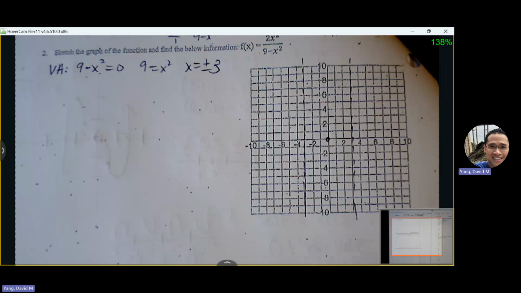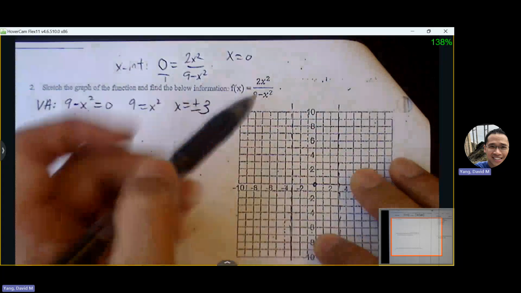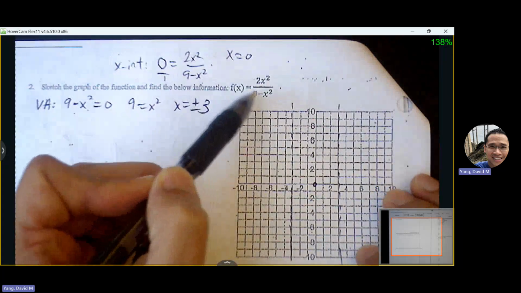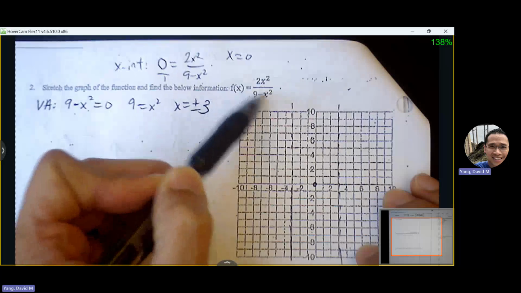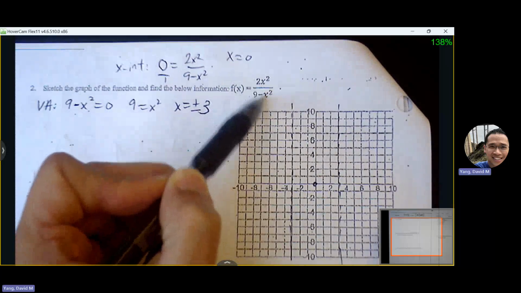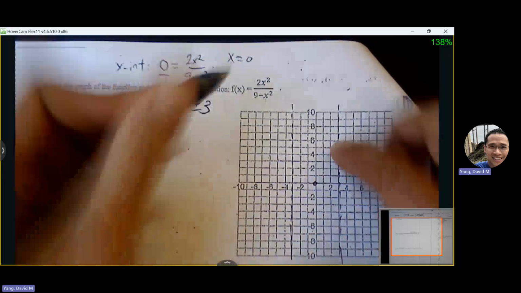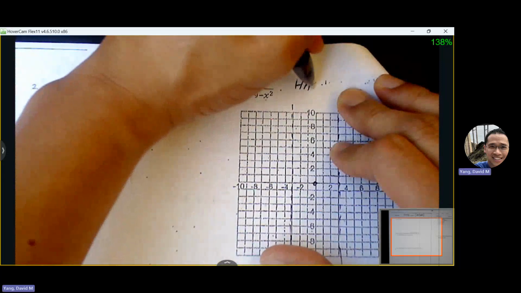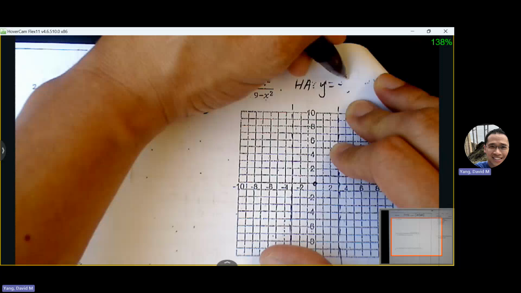Another thing that we can gather is horizontal asymptotes. Horizontal asymptotes is where we take the limit as x approaches infinity, right? Which is basically comparing degrees. So if we compare degrees, they are the same, 2 over -1. The horizontal asymptote is at y equals -2.